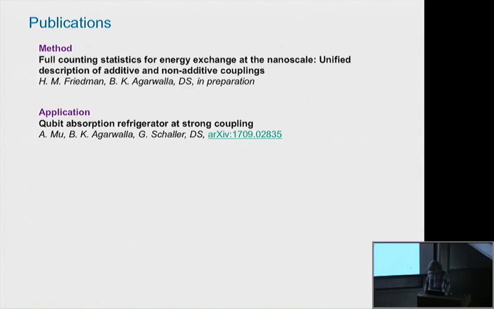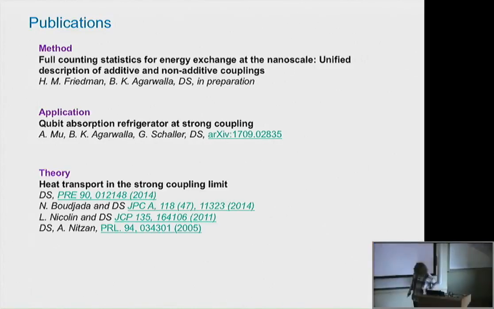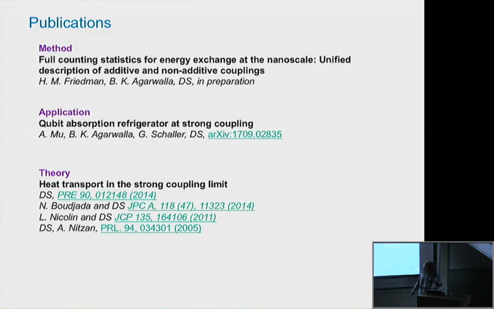What we're going to describe today is organized into two publications. The first one is still in preparation, and it will focus on the method. The first author, Chava Friedman, is here in the audience. She's a graduate student in my group. The application, the qubit absorption refrigerator, is already on the arXiv, and the first author, Anki Mu, is a fourth-year undergrad in the group.